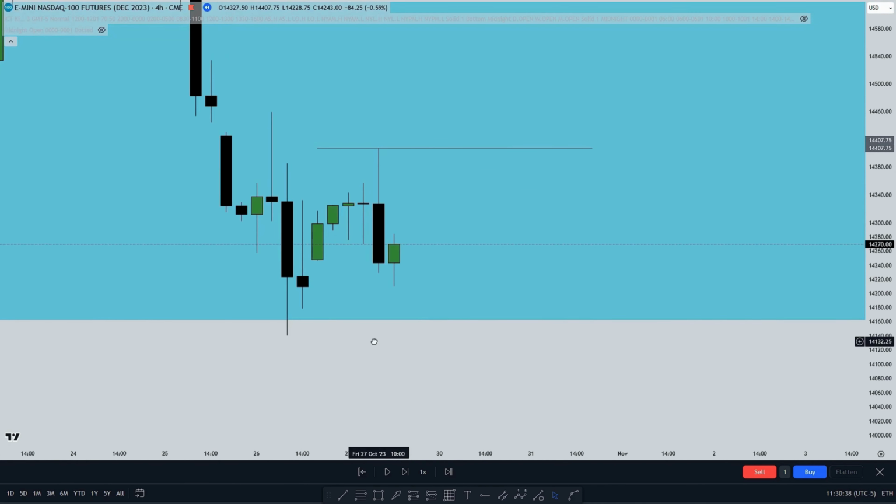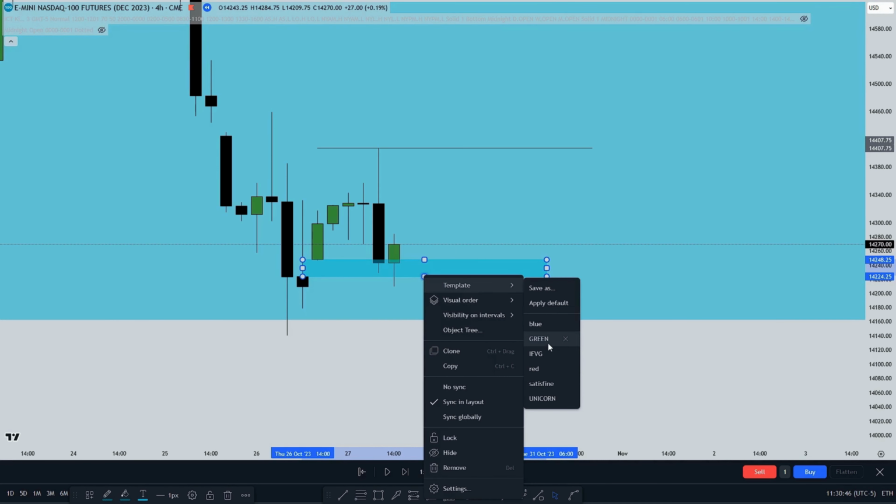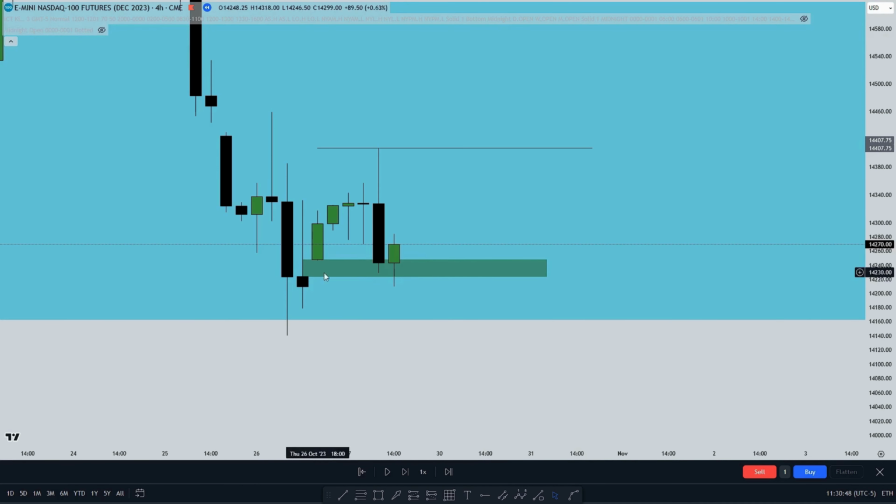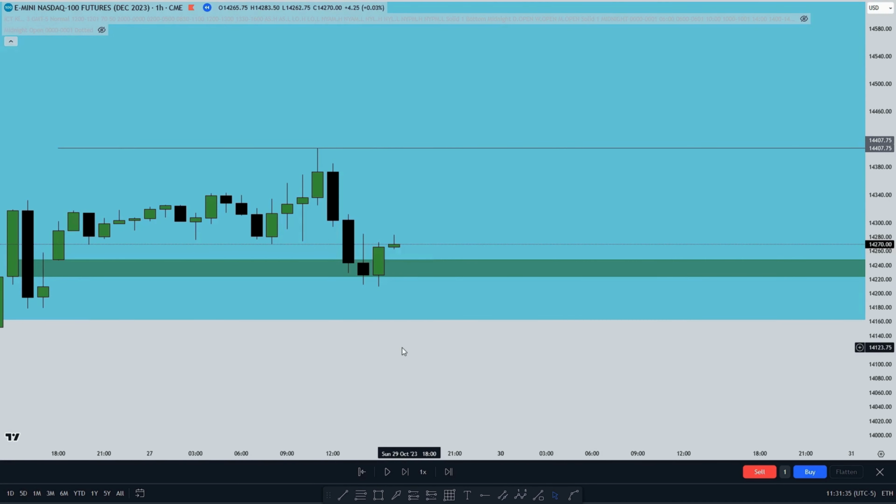And on the 4-hour, the first thing that I see is a volume imbalance. And we have already touched this volume imbalance. So now that I also know we want to go higher on the 4-hour, I can go down into the 1-hour.